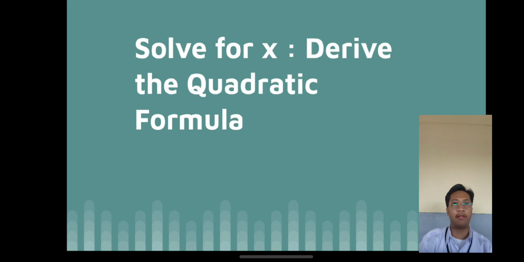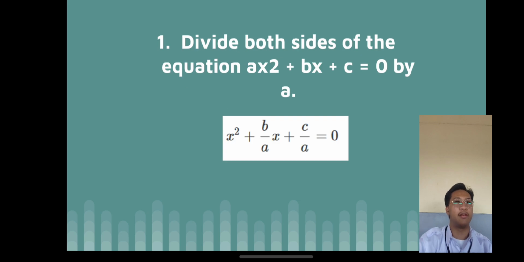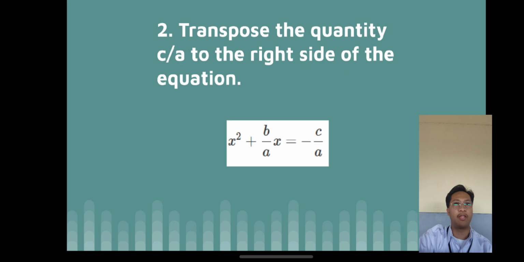And next, this is how you derive the quadratic formula. The first step is to divide both sides of the equation by a. So it will become x² + (b/a)x + c/a = 0. Then number 2, transpose the quantity c/a to the right side of the equation. So it becomes x² + (b/a)x = -c/a.